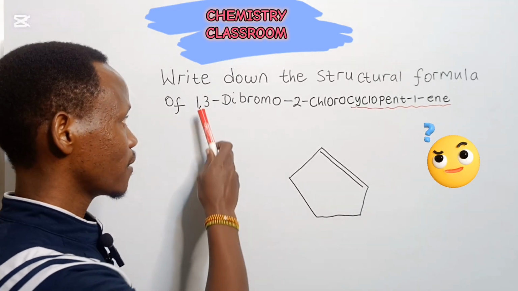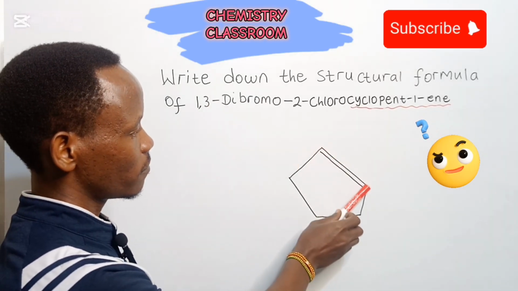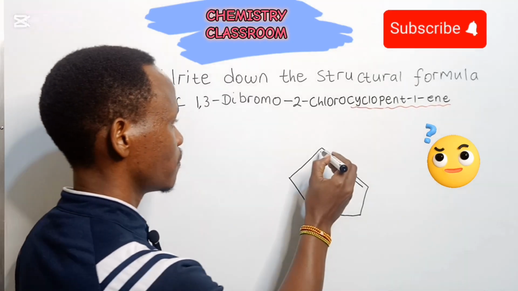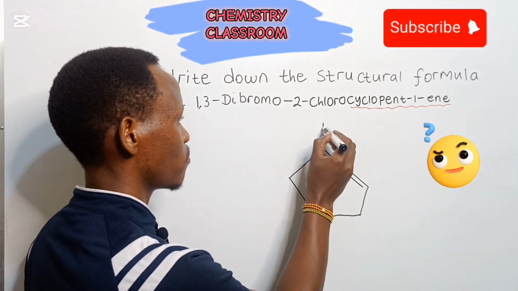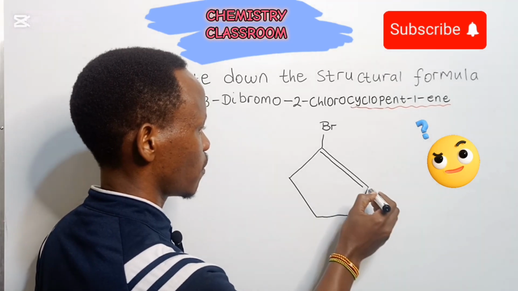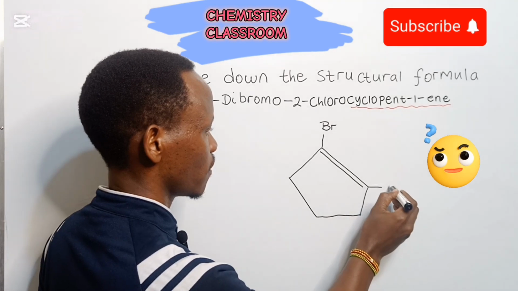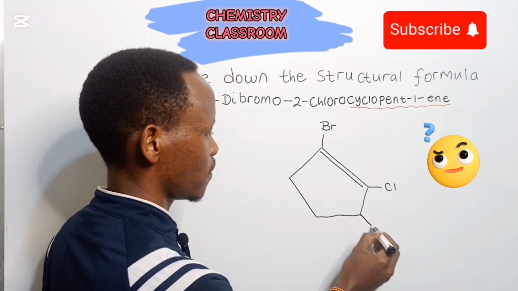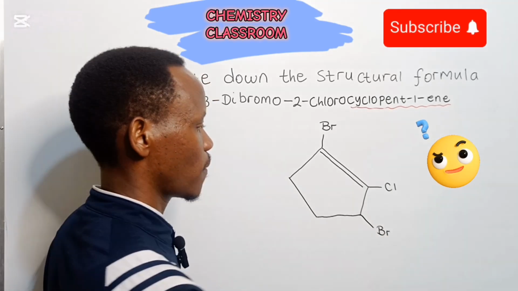So when we are assigning the positions 1, 3, and 2 for that case, we always start from our carbon-to-carbon double bond. So without wasting time, this is my position 1, which according to the name must have a bromo group, like that. And this being position 1 implies that this is going to be position 2, which must have a chloro group. And finally, position 3 is here with also another bromo group.